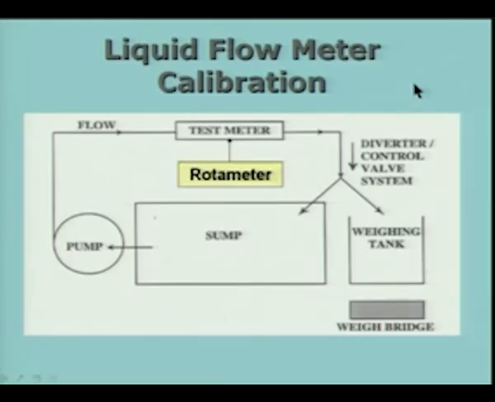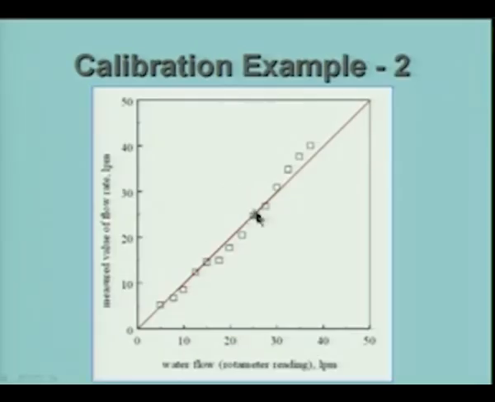So, in fact, I have shown an example here. I am trying to calibrate a rotameter, and essentially we have set up a similar arrangement, and then the calibration looks something like this. So, we have the measured value of the flow rate in liters per minute and the water flow rotameter reading. The rotameter is calibrated and the scale on it says whatever the value is, and you can see that there is some systematic variation between the two.